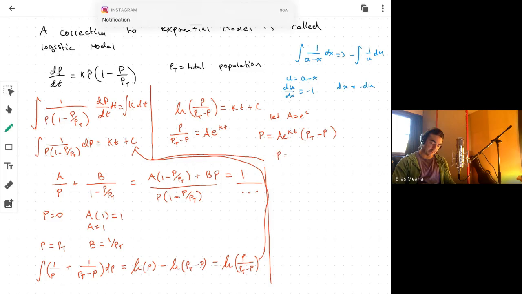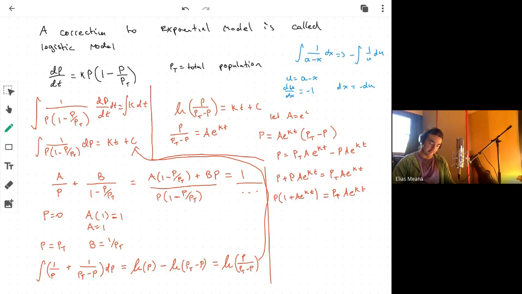It's going to give us P equals P_T A e^(kt) minus P A e^(kt). We're going to get the P terms on one side, so P plus P A e^(kt) equals P_T A e^(kt). Sorry that I'm doing this kind of monotonously, but whatever. And factoring out the P, we get P times (1 plus A e^(kt)) equals P_T A e^(kt).